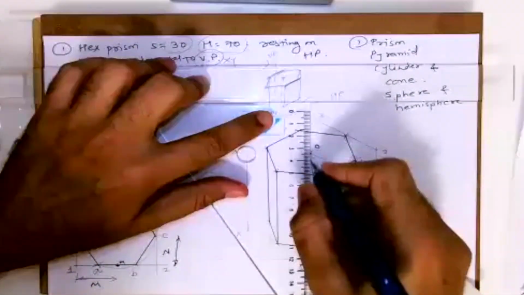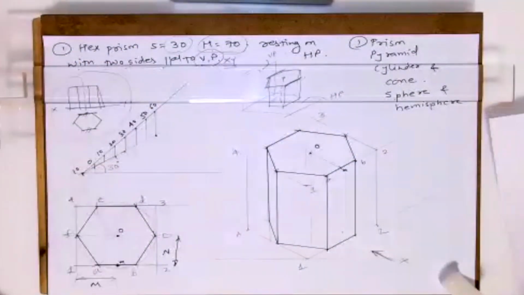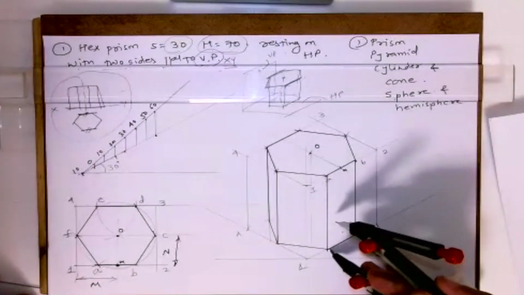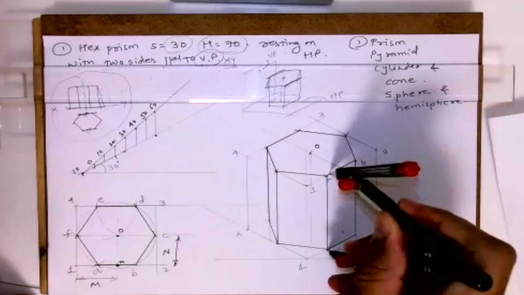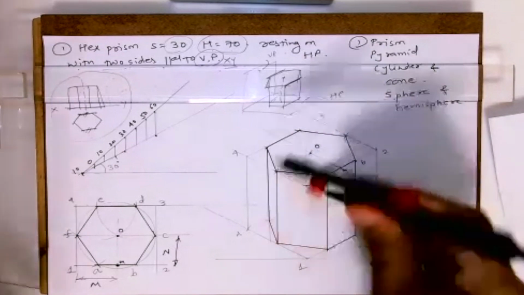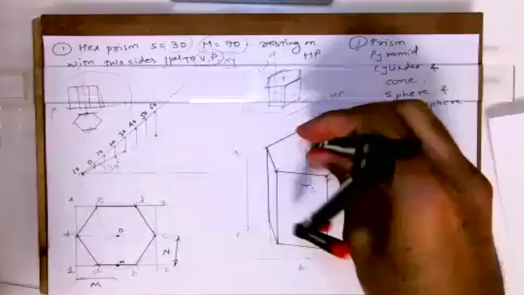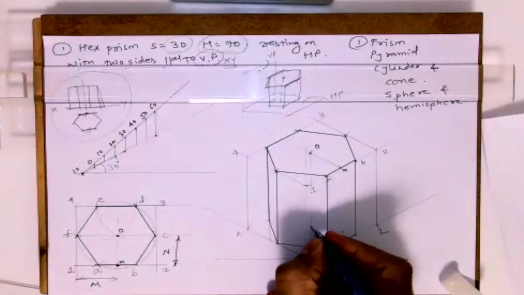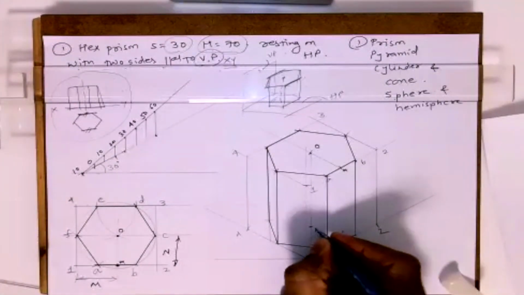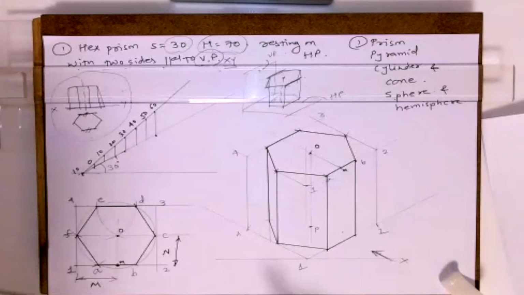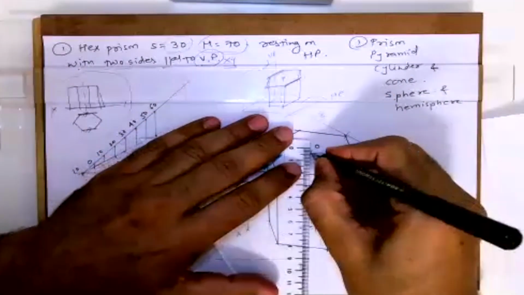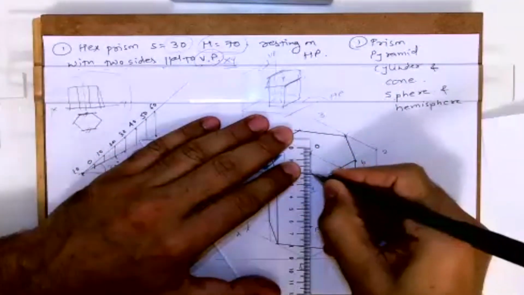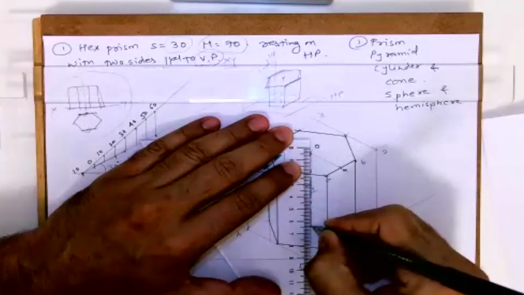Now from point O I have to go down. How much do I have to go down? 60. See, once you have taken 60, you take it with the rounder only, you transfer the distance. It will be easier and faster. You got the point? Let's say this is P. OP is the axis. So you draw the axis like this.